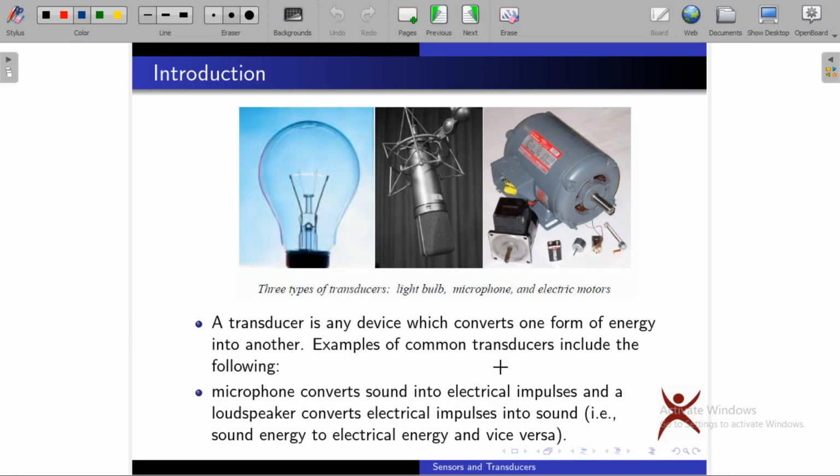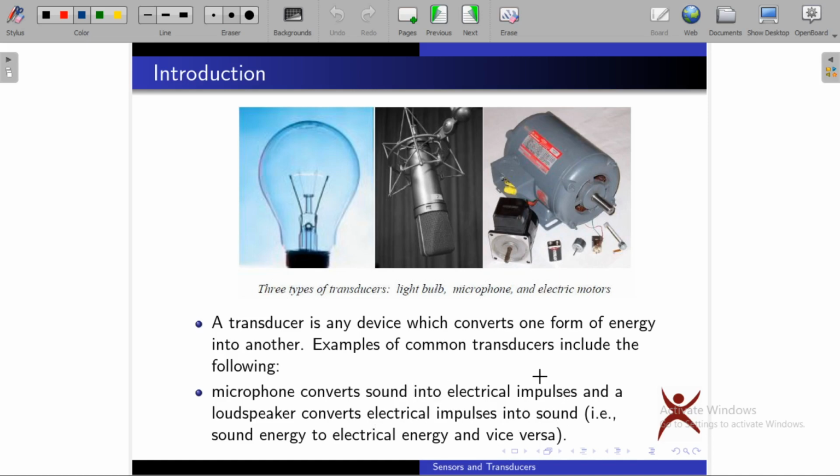Coming to the examples of transducers: microphone. It is also a transducer. Electric bulb, motor or generator, electric motor. A microphone converts sound into electrical impulses. And a loudspeaker is also a transducer. It converts electrical impulses into sound. That is converting one form of energy into another form.